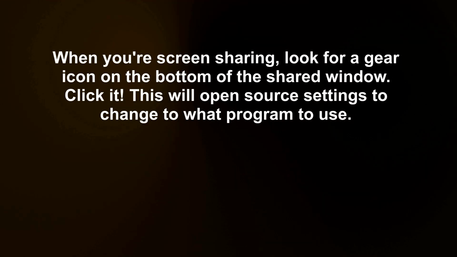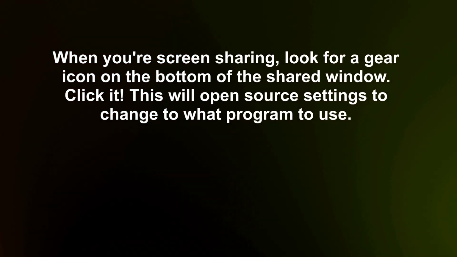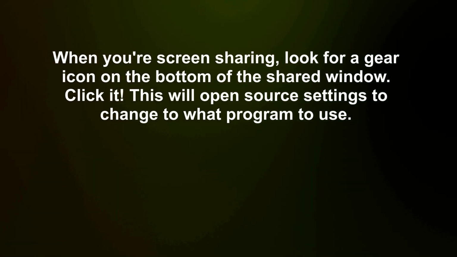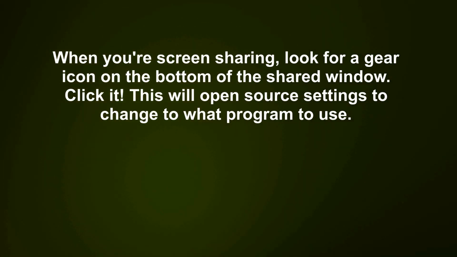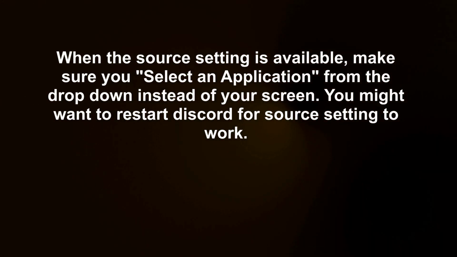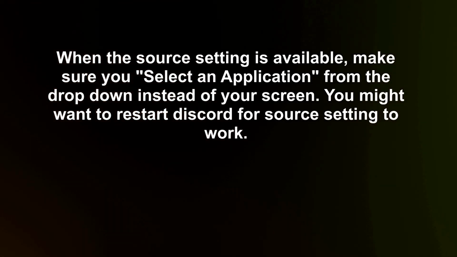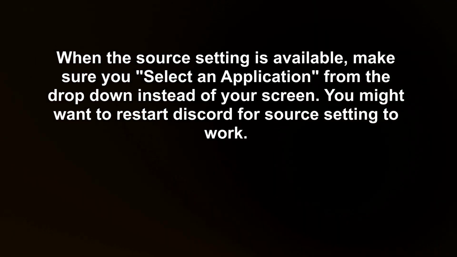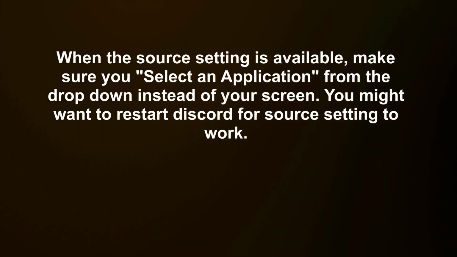When you're screen sharing, look for a gear icon on the bottom of the shared window. Click it. This will open source settings to change what program to use. When the source setting is available, make sure you select an application from the drop-down instead of your screen. You might want to restart Discord for the source setting to work.